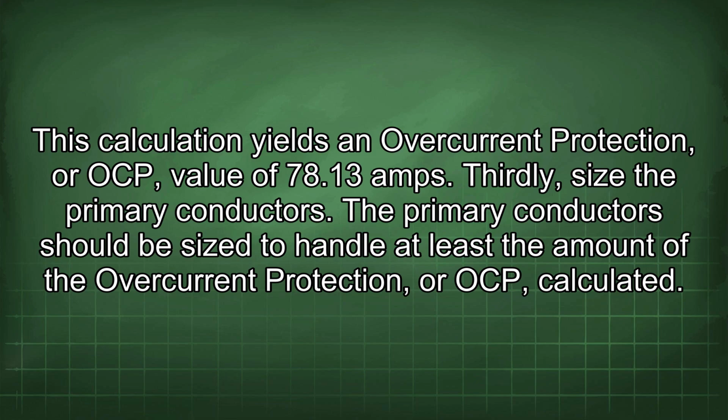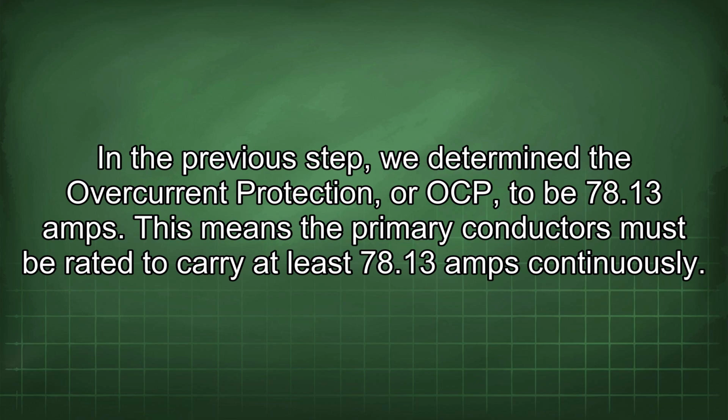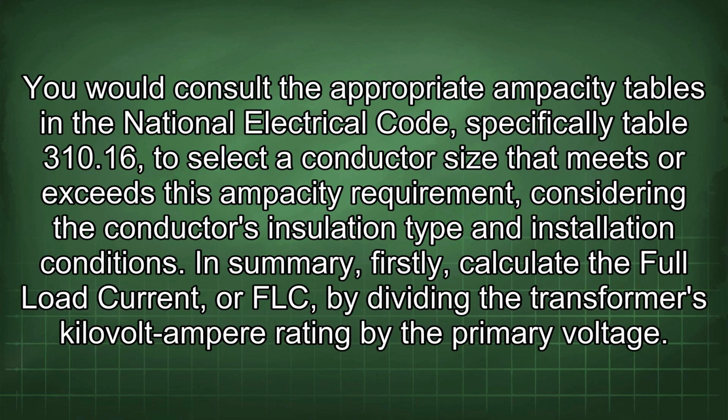Thirdly, size the primary conductors. The primary conductor should be sized to handle at least the amount of the overcurrent protection, or OC, calculated. In the previous step, we determined the overcurrent protection, or OC, to be 78.13 amps. This means the primary conductors must be rated to carry at least 78.13 amps continuously. You would consult the appropriate ampacity tables in the National Electrical Code, specifically Table 310.16, to select a conductor size that meets or exceeds this ampacity requirement, considering the conductor's insulation type and installation conditions.